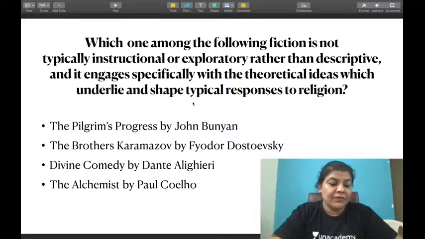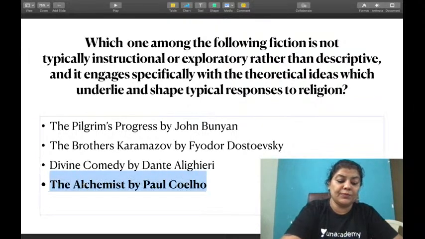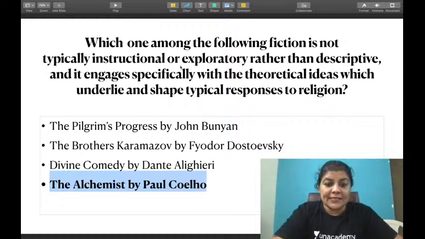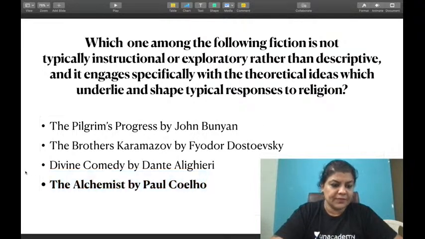Bolo na. Which of these is not a typical religious work? It is The Alchemist by Paulo Coelho. It is not a didactic, instructional religious text. It is spiritual, that's all. It is not a typical response to religion.